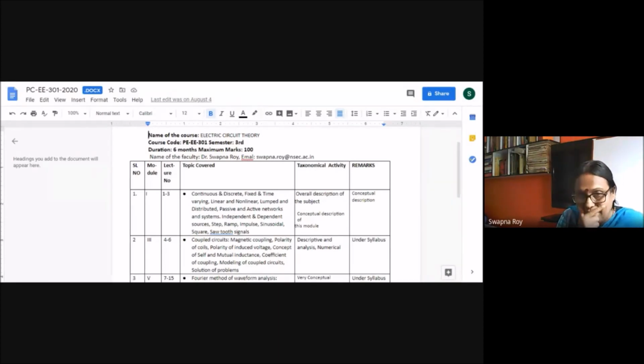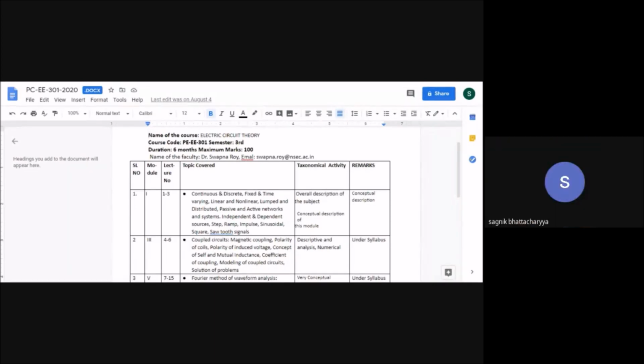But in a network, what do you mean by network? A network may not be a circuit. A network may contain different elements, an interconnection of different circuit elements, passive elements.